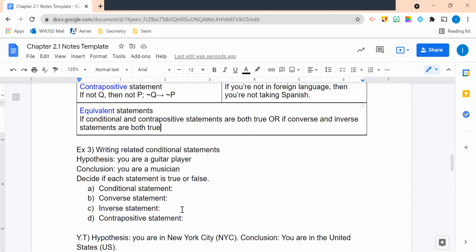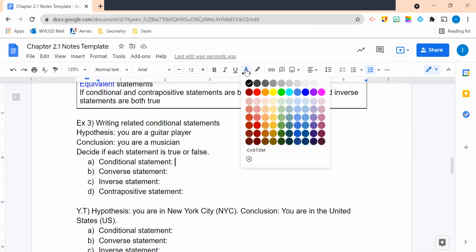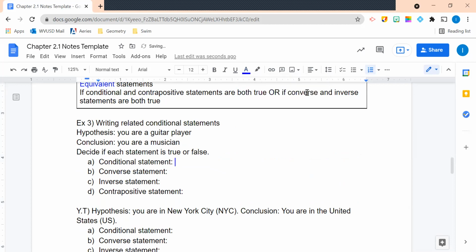So let's look at example 3 and try one. The hypothesis is that you are a guitar player, and the conclusion is that you are a musician. And we need to determine if each of these statements are true or false. So our conditional statement is going to be using an if-then format using the hypothesis and our conclusion. So we're going to write, if you are a guitar player, then you are a musician. For our converse statement, we're switching the hypothesis and the conclusion. So if you are a musician, then you are a guitar player.